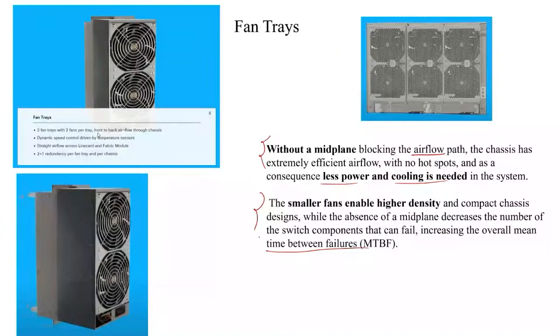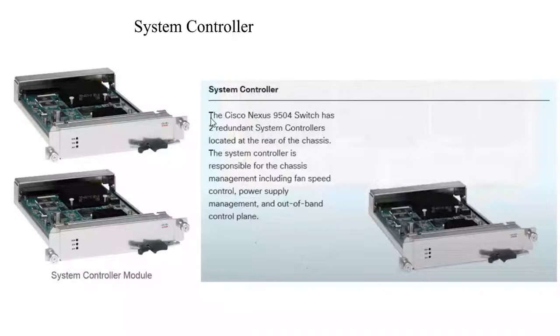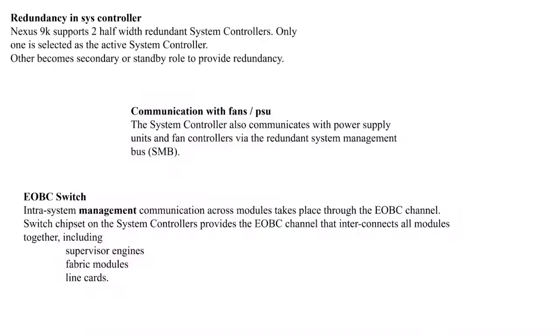System controller. So I mentioned that some of the functions of the supervisor are offloaded to the system controller. One is the fan speed. The other one is the power supply management. And as you can see, maintenance of the out of band control plane. What is this? This is the communication between the line cards and the supervisor via the system controller. So what exactly is it? There are two things.